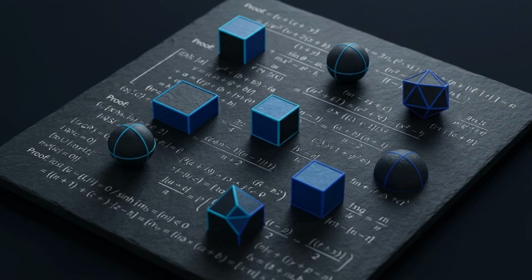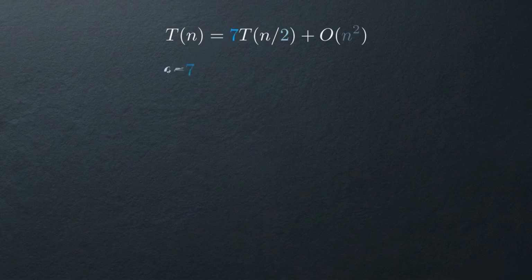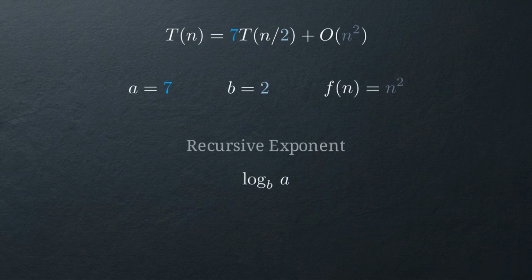While the tree maps the process visually, we can lock in this complexity bound using the algebraic shorthand of the master theorem. Looking at our equation, we extract our parameters, an a value of 7, a b value of 2, and an overhead function of n squared. The first critical step is calculating the recursive exponent, defined as log base b of a. Substituting our specific parameters, we set up the calculation of log base 2 of 7. That mathematically evaluates to roughly 2.807.